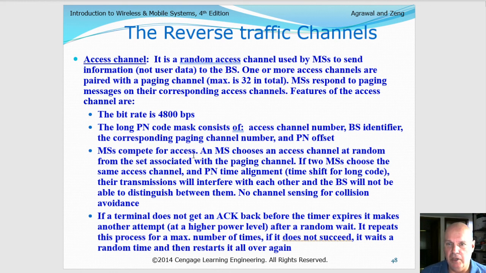Mobile systems actually compete for access. A mobile system would have to send a message on an access channel when it wants to make a call. So it would choose an access channel at random from the set associated with the paging channel. If there's a collision, their transmissions will interfere with each other, and there is no channel sensing for collision avoidance. If the mobile system doesn't get an acknowledgement back, it makes another attempt after a random wait. So similar to some of the contention methods we looked at in a previous chapter.